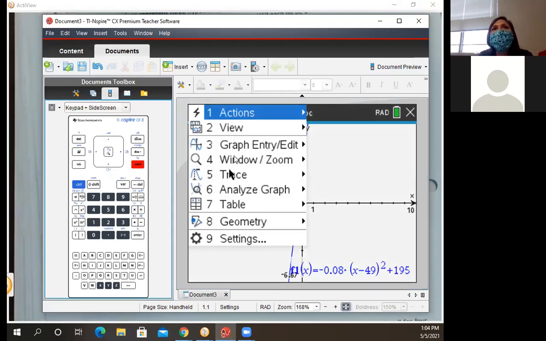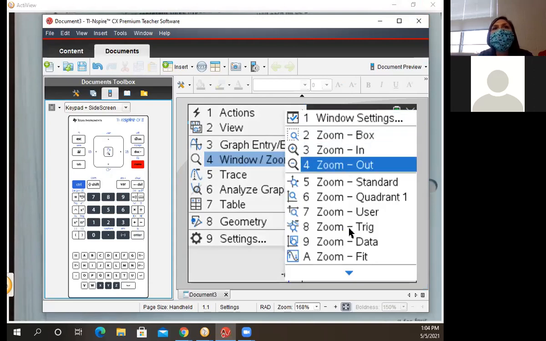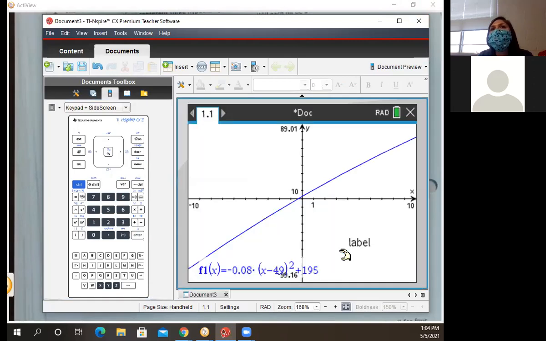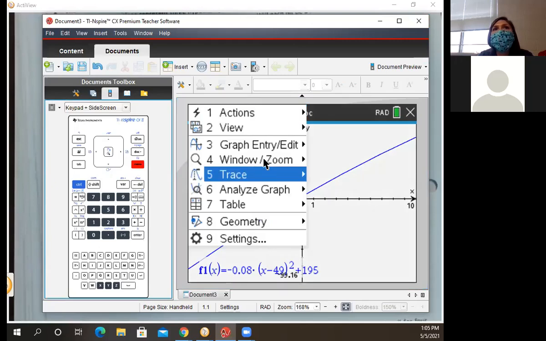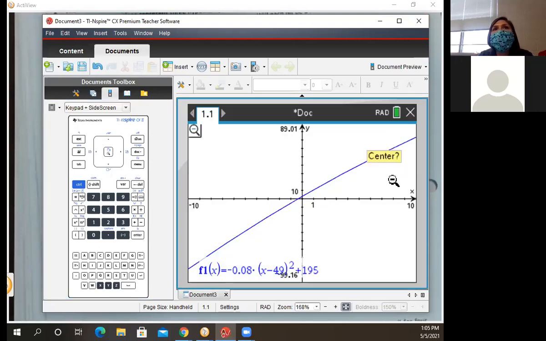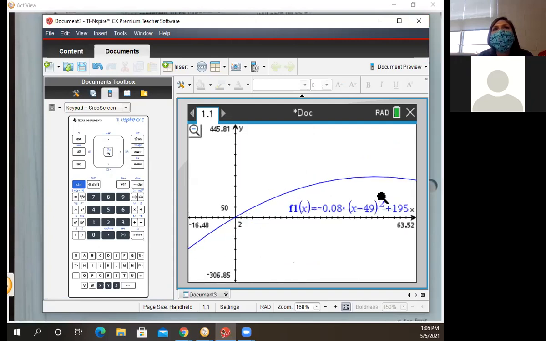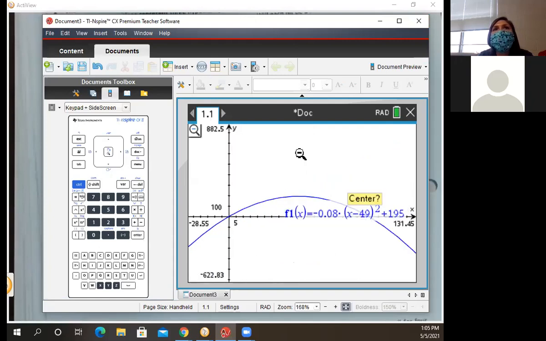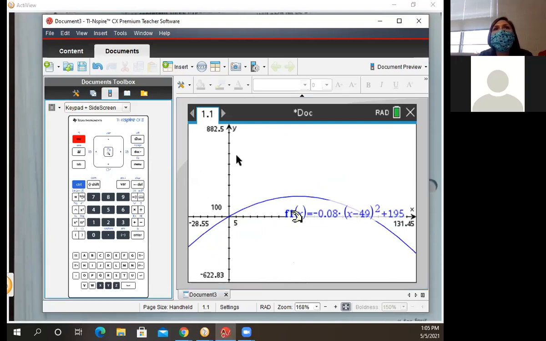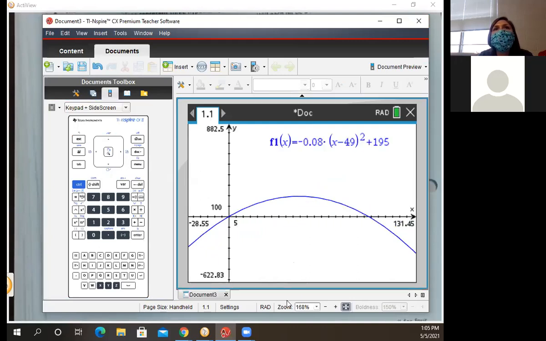I'm going to hit the menu key and go to Window Zoom. And I'm going to choose Zoom Fit. I like Zoom Fit because it scales your graph in addition to zooming it a little bit. A lot of times it gives us a pretty good picture, sometimes not always the greatest picture. So for this particular graph, I still can't see that right x-intercept, so I need to zoom out a little bit more. So I'm going to go to Menu, Zoom Out, and I'm going to zoom out until I can see that other, there we go, that other x-intercept. Okay. And then I'm going to just move that function out of the way.